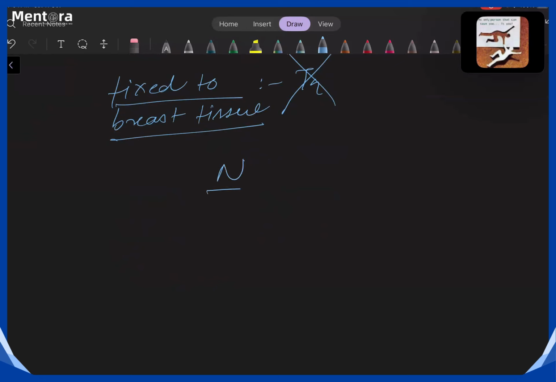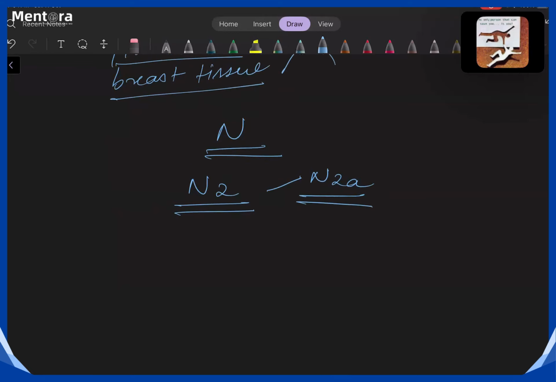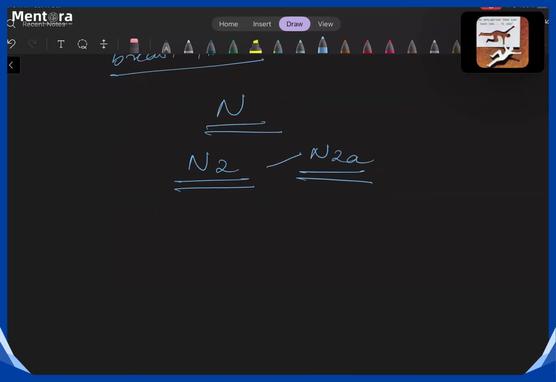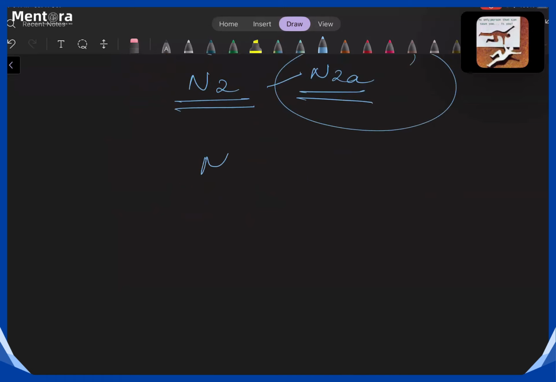For the N staging, they have mentioned that they have matted axillary level 1 and level 2 lymph nodes. So this could be anything but N2. So it could be N2A. We don't have imaging to comment upon the internal mammary lymph nodes, but from the information given to us in the question, it would be a N2A disease. Now what is left is the M.